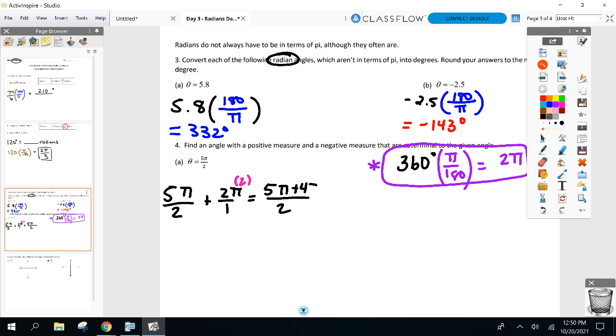So what's another positive coterminal angle, but now in radians? 9 pi over 2. Good job, guys. You can do this. No problem.